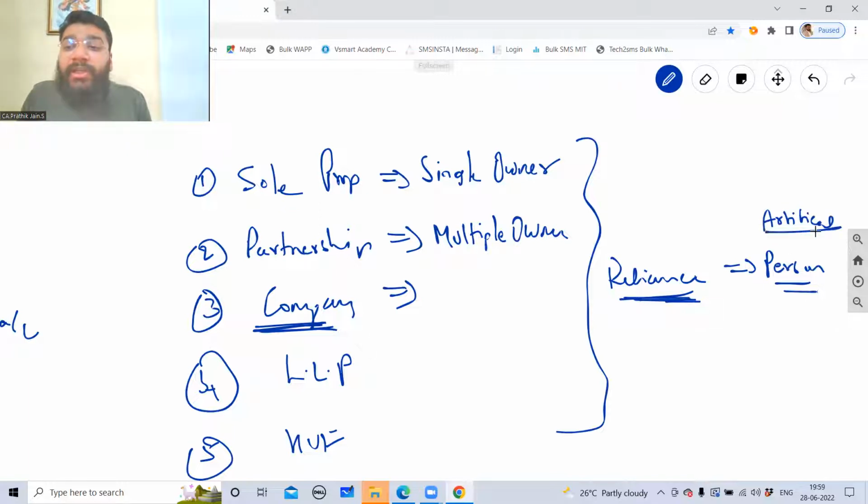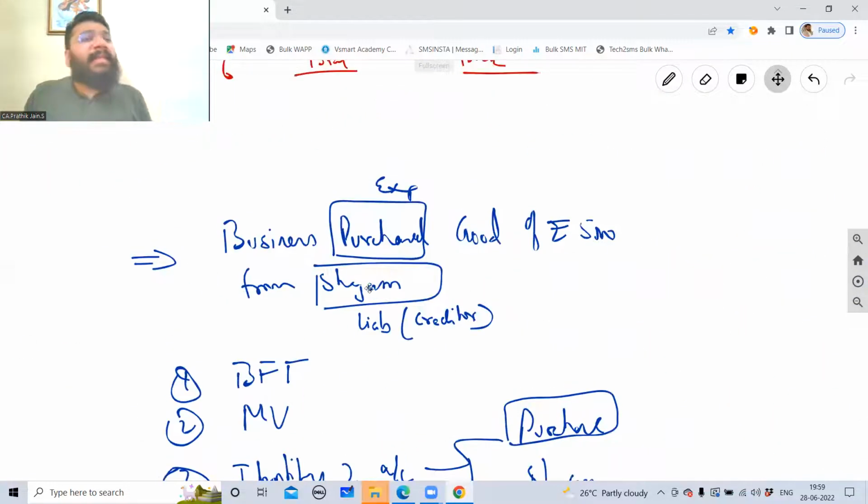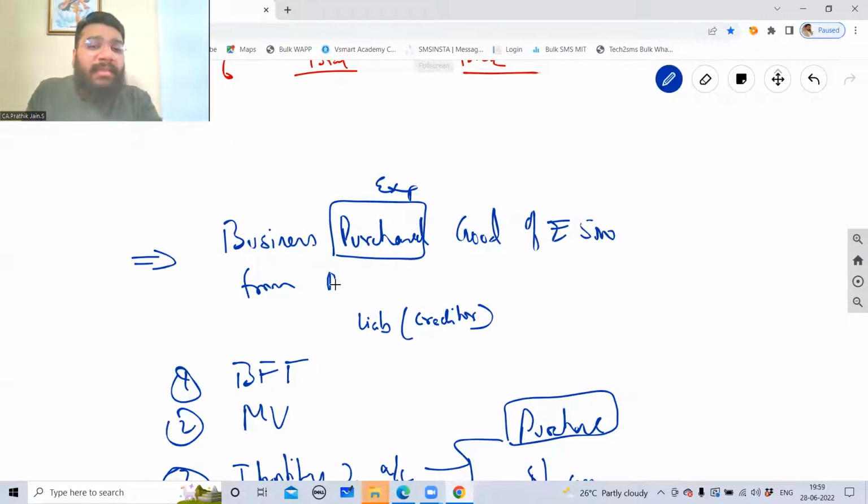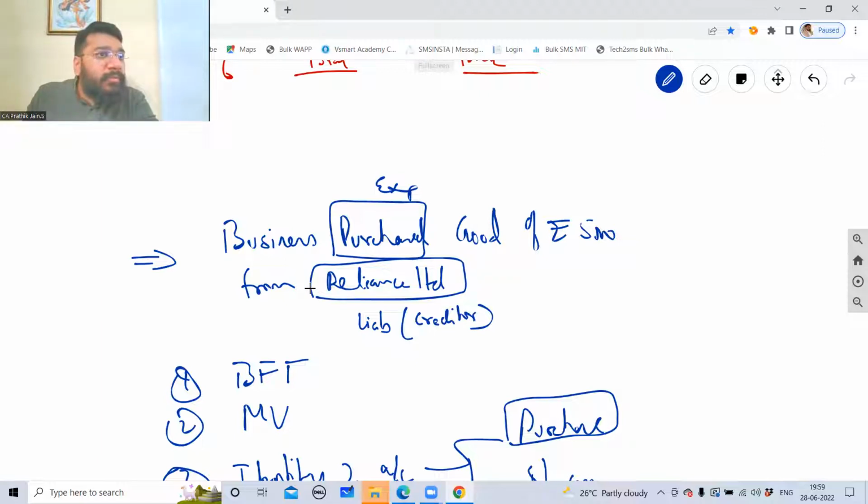Now, why is he an artificial person? Because he's been created by law. Natural person is created by God. Artificial person is created by law. Now, why is this artificial person coming into the picture? Because when you buy goods, is it necessary that you buy only from Sham? I am buying goods from Reliance company, that is Reliance Limited. So Reliance Limited is not a human being, boss. But again, you have to remember to pay Reliance, because you purchased goods from Reliance on credit. So you have to remember to pay him, yes or no.